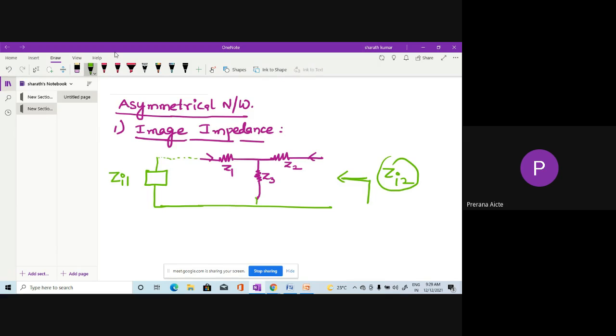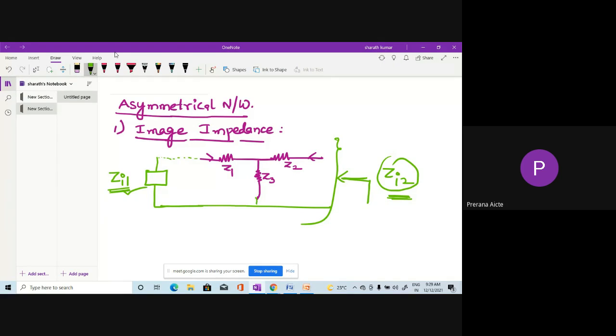What you need to understand here is that if a load is at port 1, that is ZI1, then the image impedance is ZI2. If we connect ZI1 as the load, we will get ZI2. So when you are getting ZI2, it means when you connect a load ZI1 to this particular network at port 1, then you will realize the image impedance of this entire circuit is ZI2.